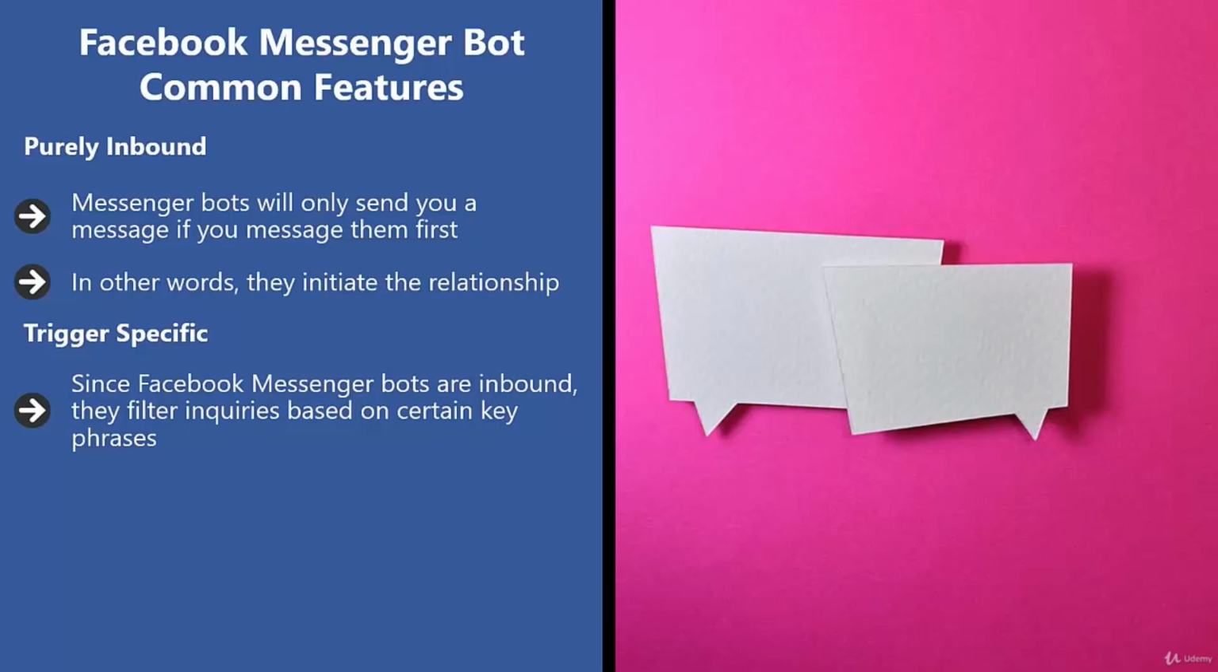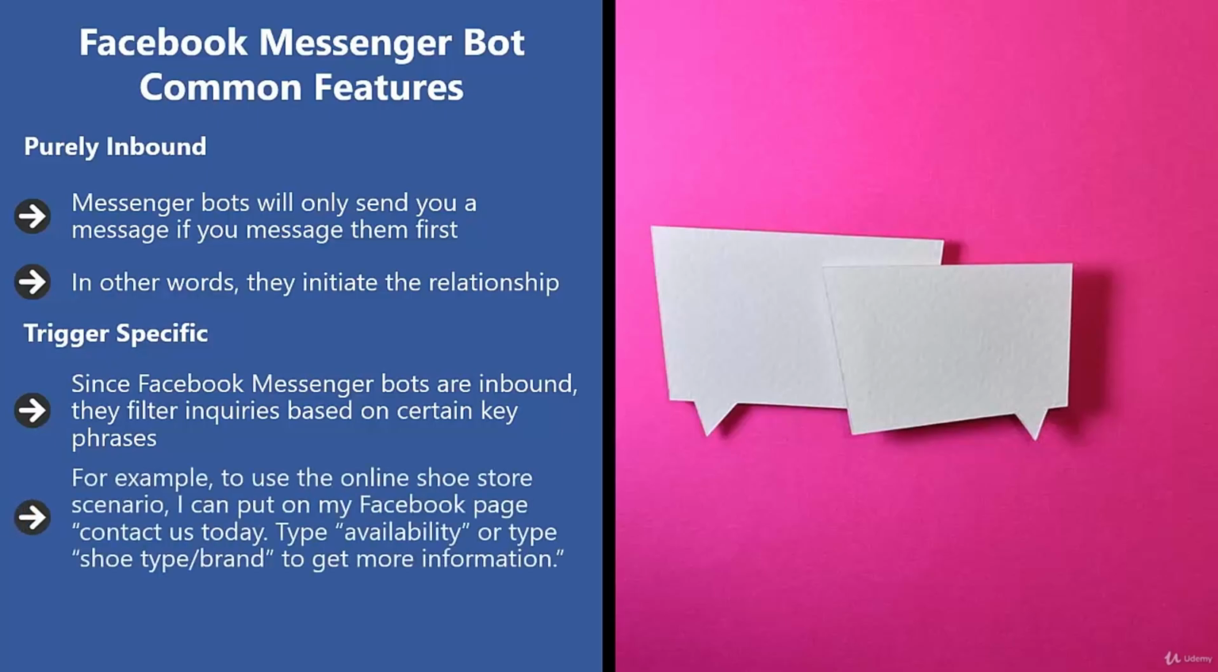In many cases, Facebook page operators would give a short menu of trigger words to potential customers engaging with their Facebook Messenger bot. For example, to use the online shoe store scenario, I can put on my Facebook page, "Contact us today," type "availability," or type of shoe, type brand to get more information. Basically, I'm giving a cheat sheet to prospective buyers on how to use my Facebook Messenger bot.